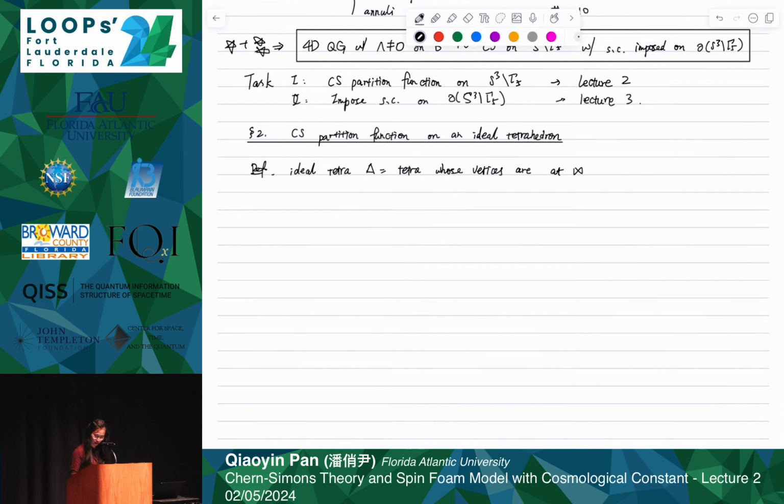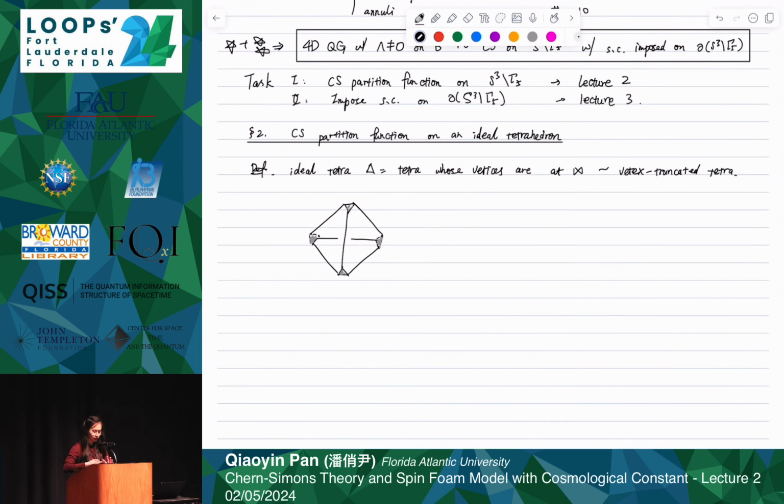So at the beginning, I have a tetrahedron like this. To represent that the vertices are at infinity, I would just truncate them. So I will get something like this. It will become a triangle. This is a triangle, and these are the truncated vertices. So you can just understand the ideal tetrahedron as a vertex-truncated tetrahedron.